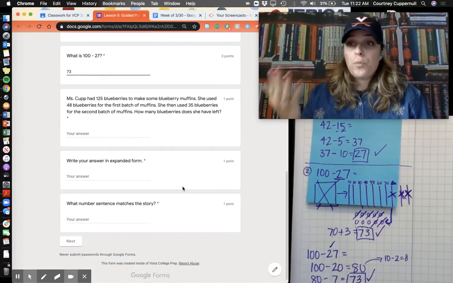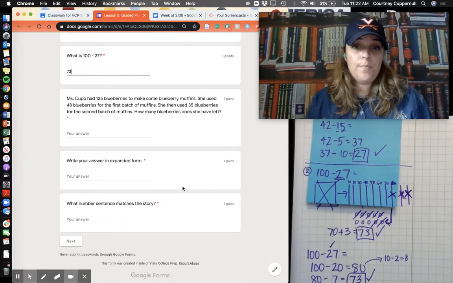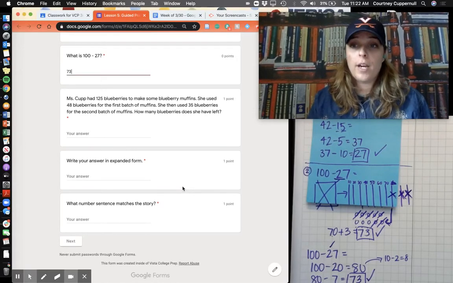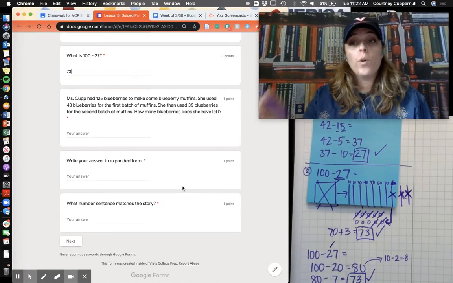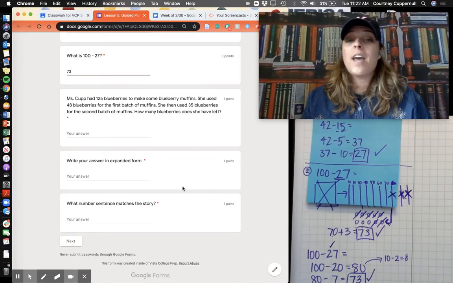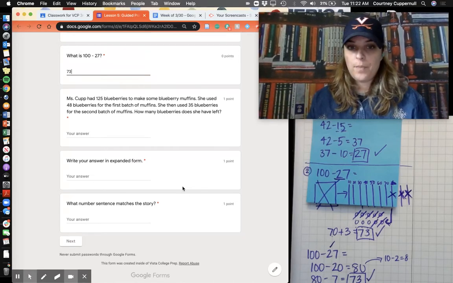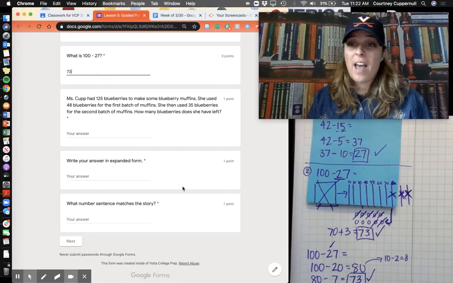So I had a bunch of blueberries. There was a sale at the supermarket on blueberries, and I wanted to make some blueberry muffins. I had 125 blueberries. I used 48 blueberries for the first batch of muffins. I then used 35 blueberries for the second batch of muffins. I want to know how many blueberries I'm going to have left.